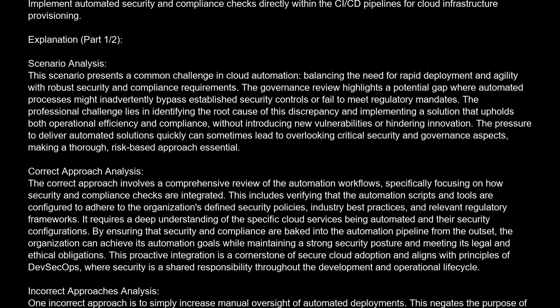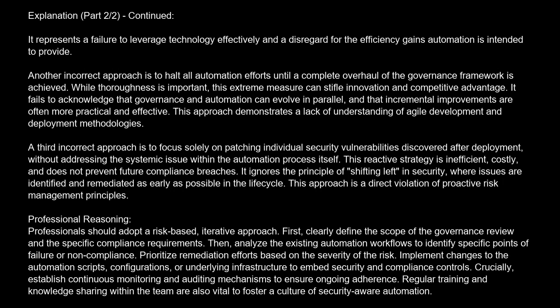Incorrect approach analysis. One incorrect approach is to simply increase manual oversight of automated deployments. This negates the purpose of automation, introduces human error, and creates a bottleneck. Failing to address the underlying issue of insecure automation represents a failure to leverage technology effectively, and a disregard for the efficiency gains automation is intended to provide.